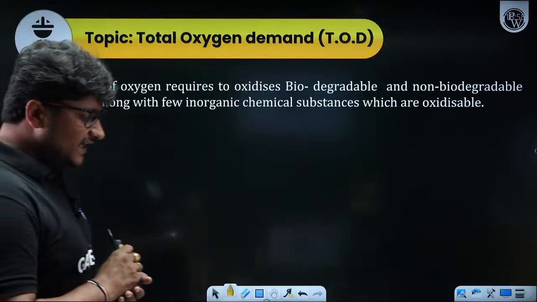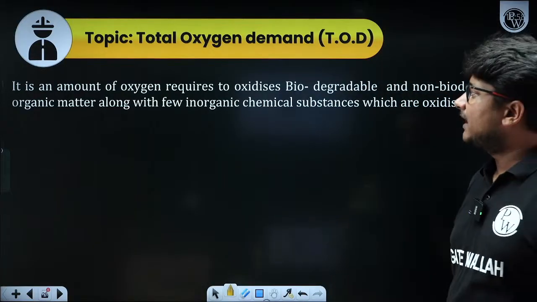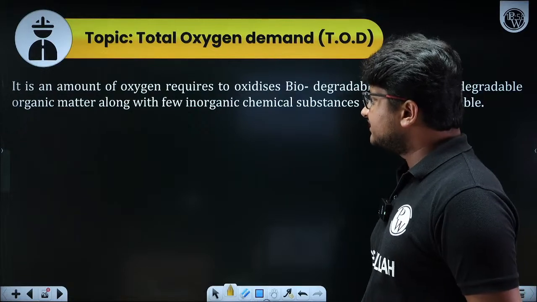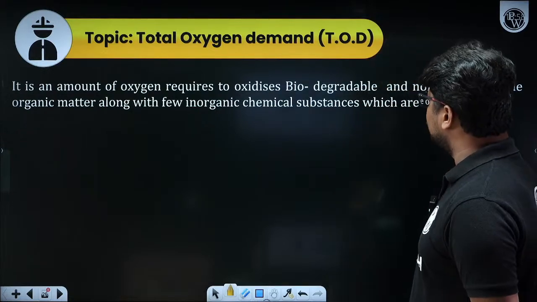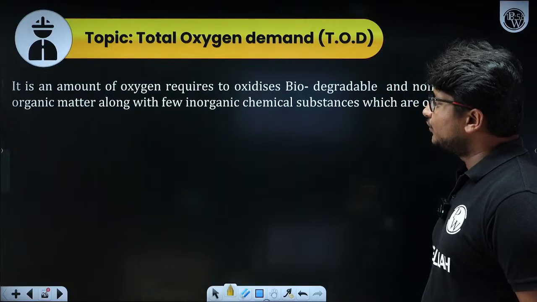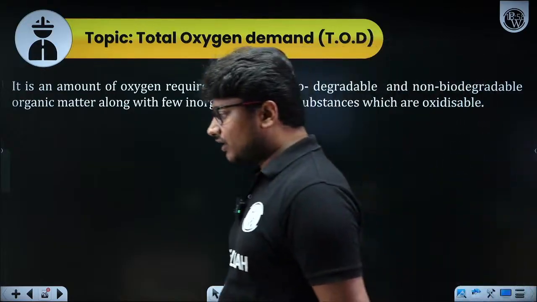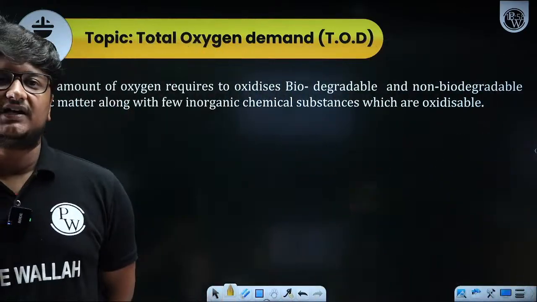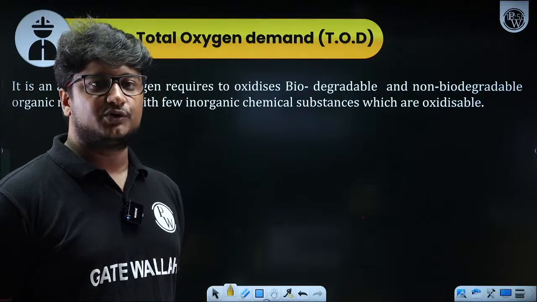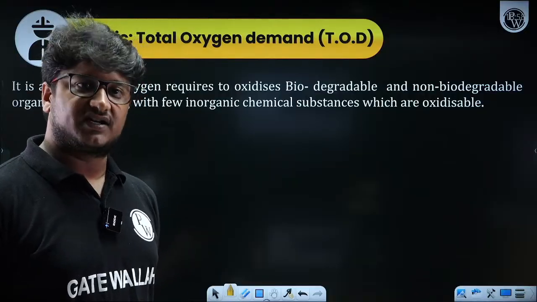Now the next demand is total oxygen demand. The total oxygen demand is actually the amount of oxygen required to oxidize biodegradable and non-biodegradable organic matter along with few inorganic chemical substances which are oxidizable. So in the total oxygen demand, you are targeting not only the organic matter, you are targeting inorganic matter also, but not all inorganic matter, only those which are oxidizable.